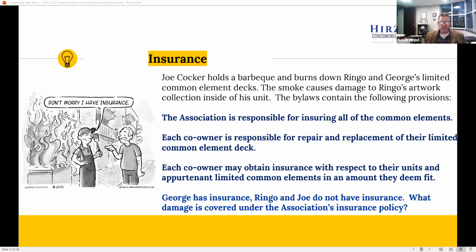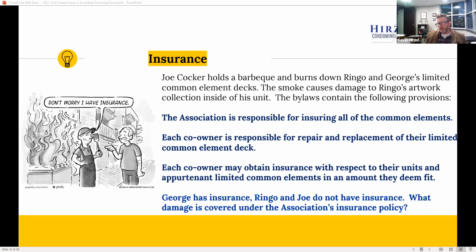Ringo's deck. Even though each co-owner is responsible for repair and replacement, the association's insurance is probably on the hook for that deck, mainly because Ringo does not have insurance. The association does, and the association would most likely look to it. The association may end up trying to look to Ringo for the repair and replacement, but ultimately my expectation is that the association's insurance carrier would be responsible for the deck.